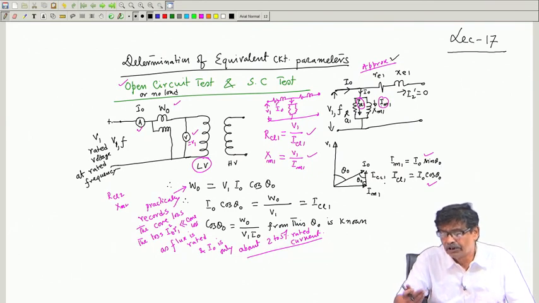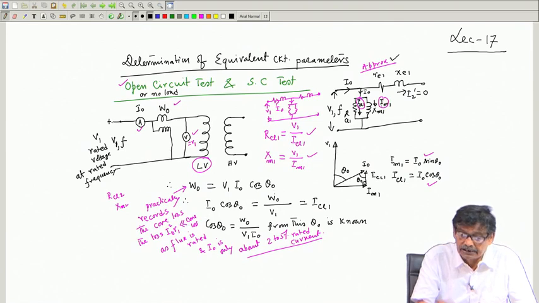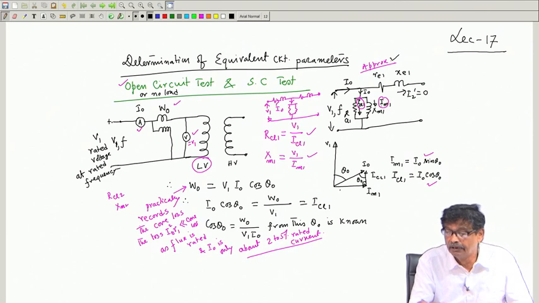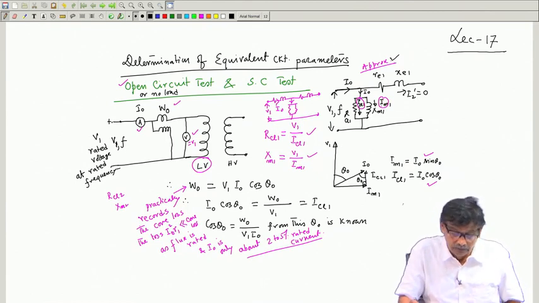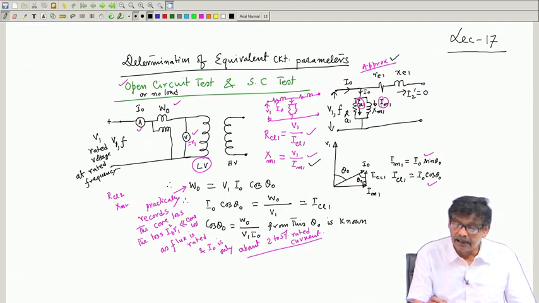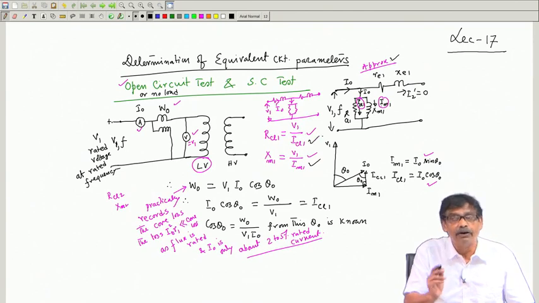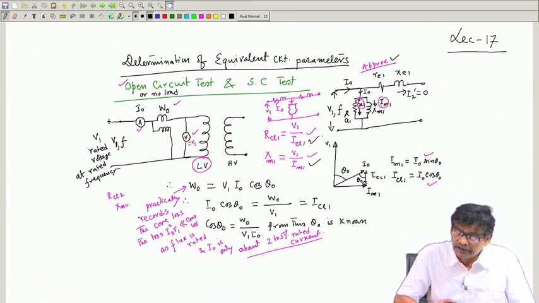So, there is a shortcut way. I naught is known, and theta naught is the power factor angle, which I can calculate from the wattmeter reading; I calculate cos theta naught. Then from this triangle I can calculate the magnetizing current, this current and this current. Once this current is known, V1 by Im will give you Xm. Here I have written V1 by Im will give you Xm and V1 by Icl will give you Rcl.